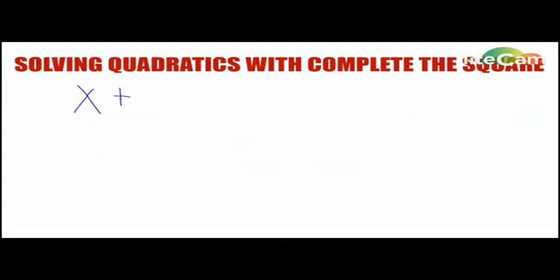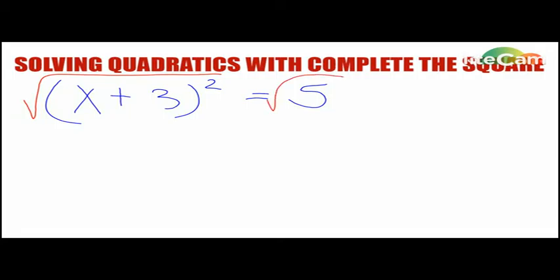Okay, so I have x plus 3 squared equals 5. Now, remember I said that you couldn't square root when you had the problem before because there was an x by itself. But see, there's two x plus 3's in this. So now that I have two, or that they're squared, and this is all by itself, now I can square root both sides.